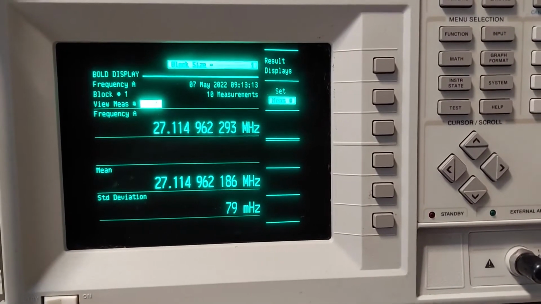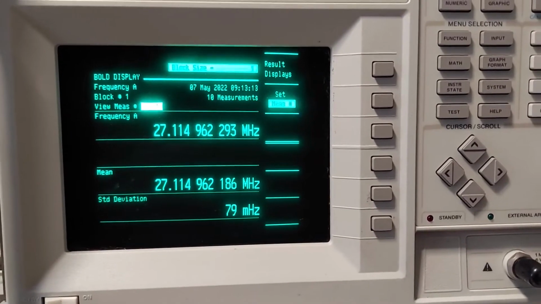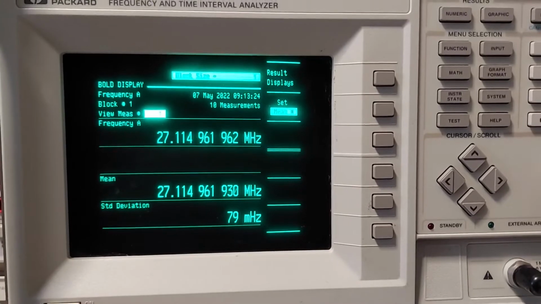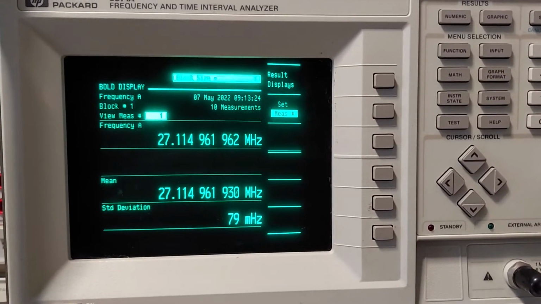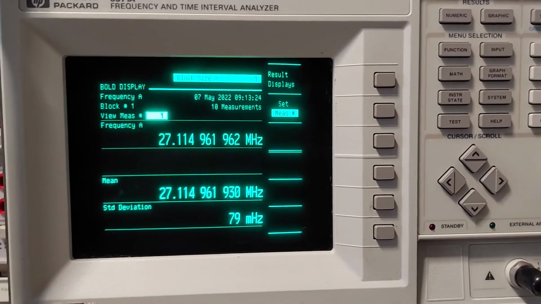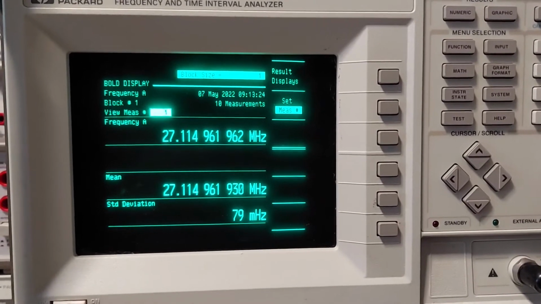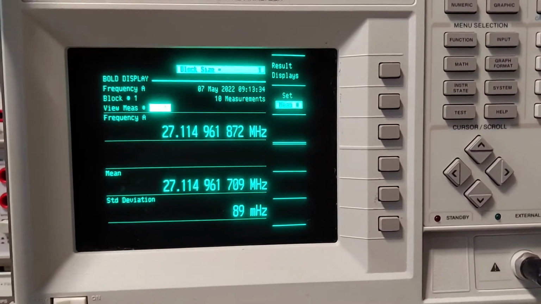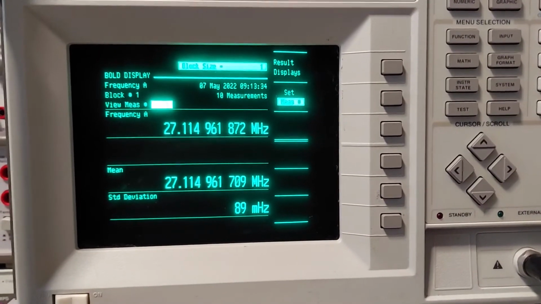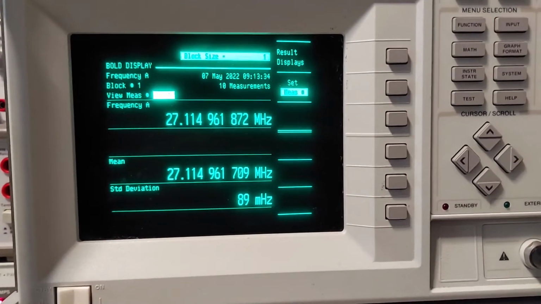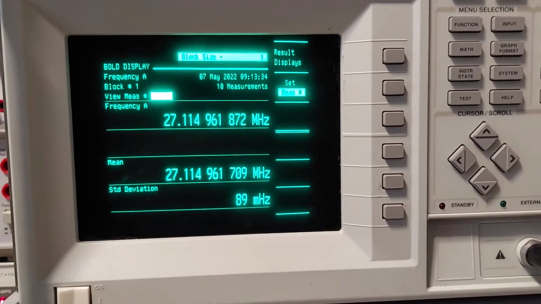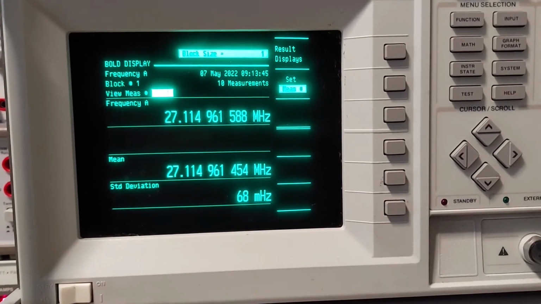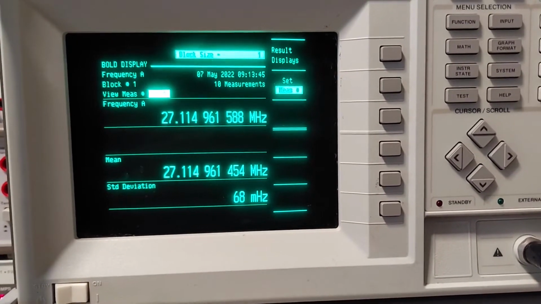What the counter's doing here is it's taking 10 readings and then averaging them all. The top number is the actual frequency, and the bottom one that says mean, that's the average between the 10 samples. And the standard deviation down the bottom is how much the radio is varying between those 10 samples. So, less than 100 millihertz. Yeah, that's pretty good. So, stability-wise, at least, there seems to be fine.